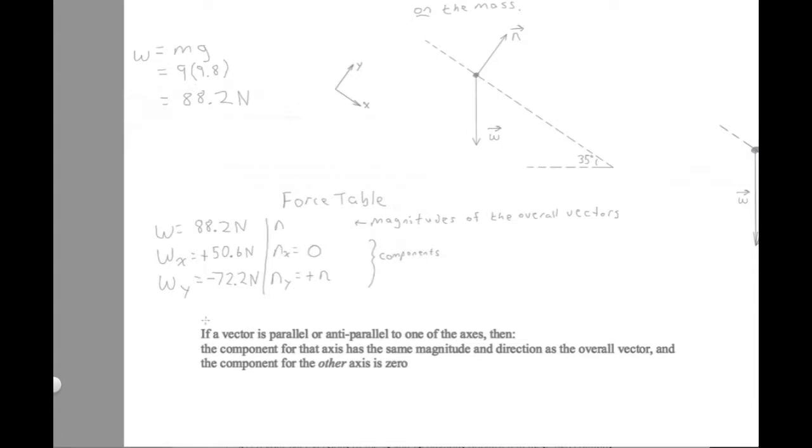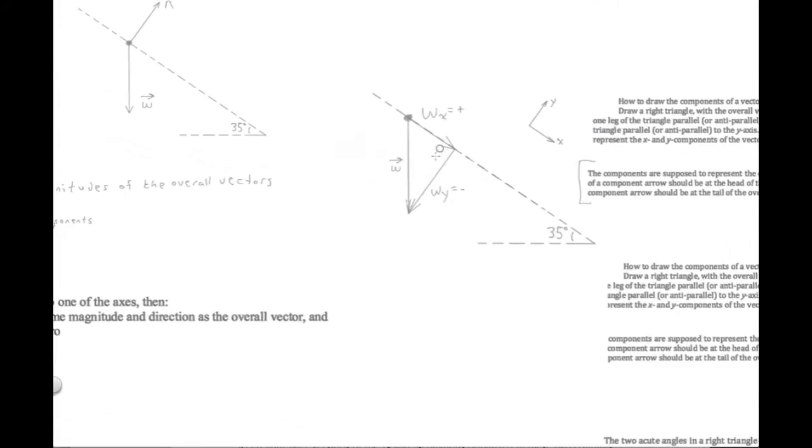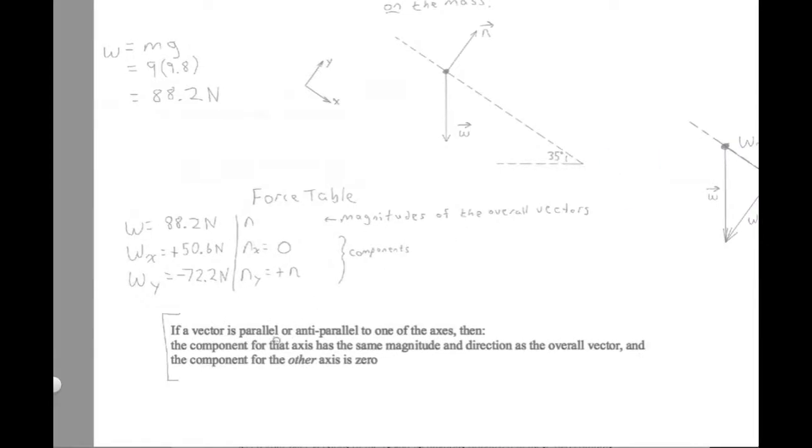Now I hope you can see why we could not use this rule for the weight. We couldn't use this simple rule for the weight because the weight force is neither parallel nor anti-parallel to either of the axes. When a force is neither parallel nor anti-parallel to either axis, that's when you have to use the right triangle method. When the force is parallel or anti-parallel to an axis, like we had for the normal force, then you do not need to draw a right triangle. You can just use this simple rule.